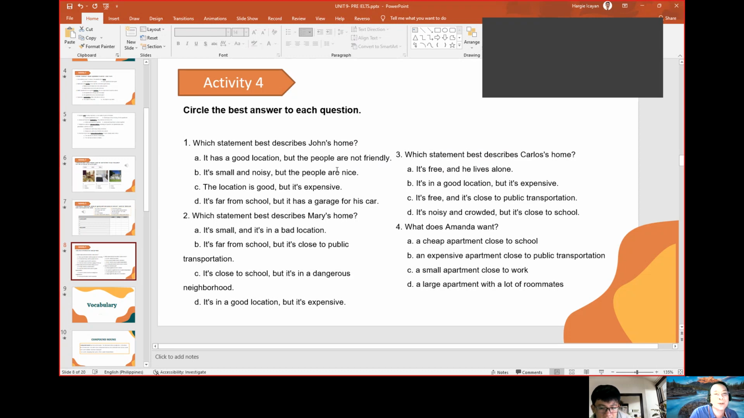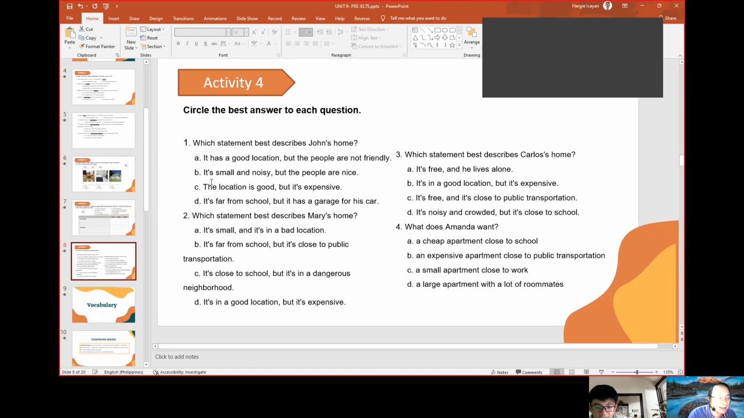Yes. And there is also a good point for it because the people are nice. Okay, that's correct. What about the second question? Which statement best describes Mary's home? Yes. I think number D is in a good location, but it's expensive. Okay. Again, take a look at this particular statement.